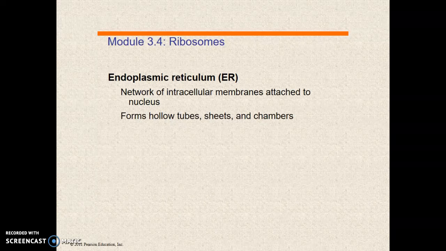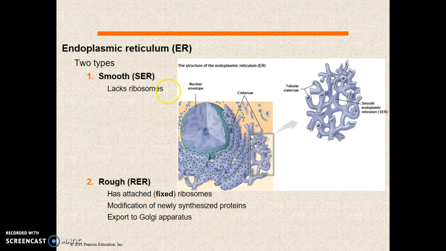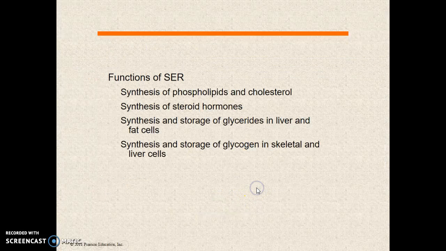The ER is a network of tubules. And there are 2 types of ER, the smooth ER, which is for the manufacture of carbs and lipids, and the rough ER, which has ribosomes attached to it, and that's why it's called rough ER. That is for the modification of proteins for export.